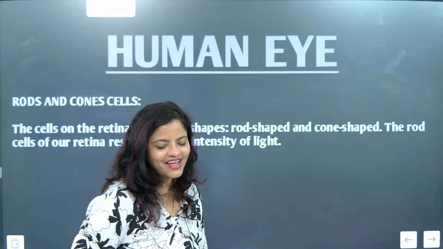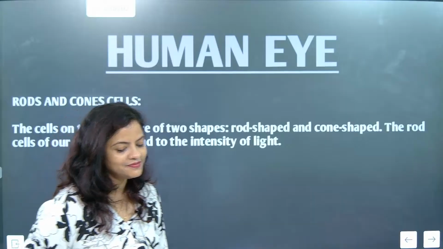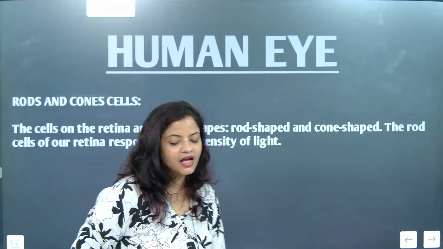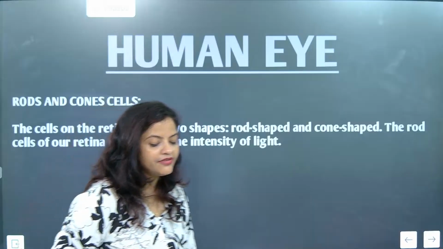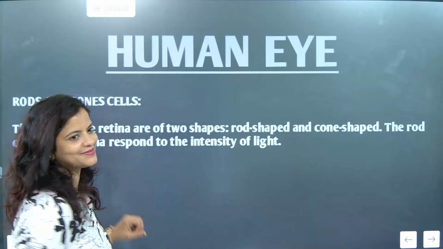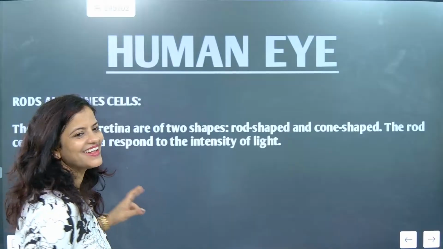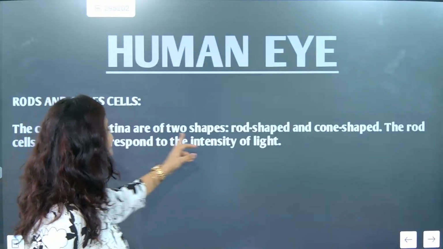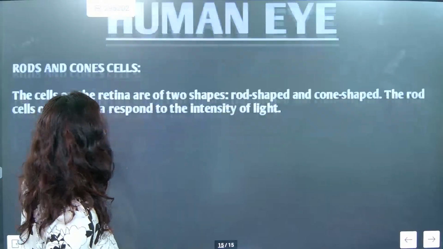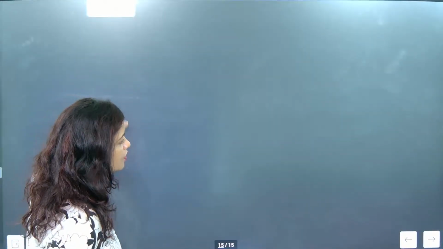Thank you for calling me, Didi. 125 millions. Absolutely correct. 125 million. Some are only answering decimal system. You know that. Now look at the cells of retina are of two shapes, rod shape and cone shape. The rod shapes are responding to intensity of light.